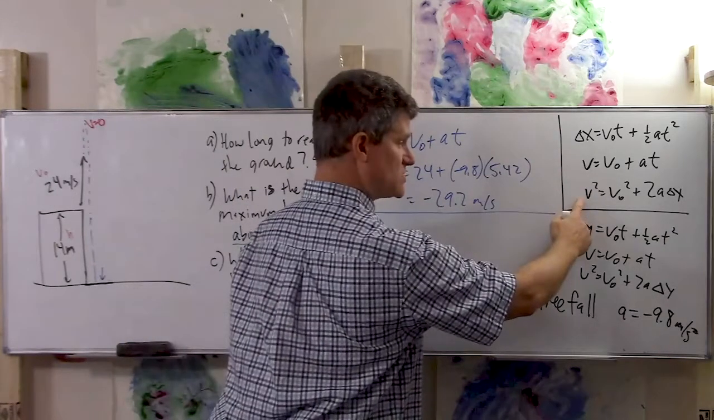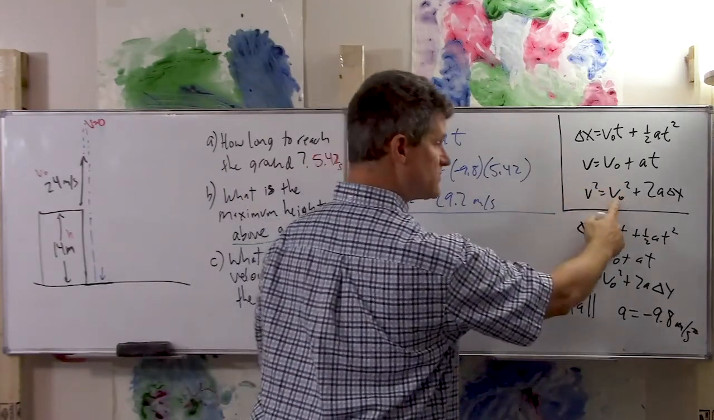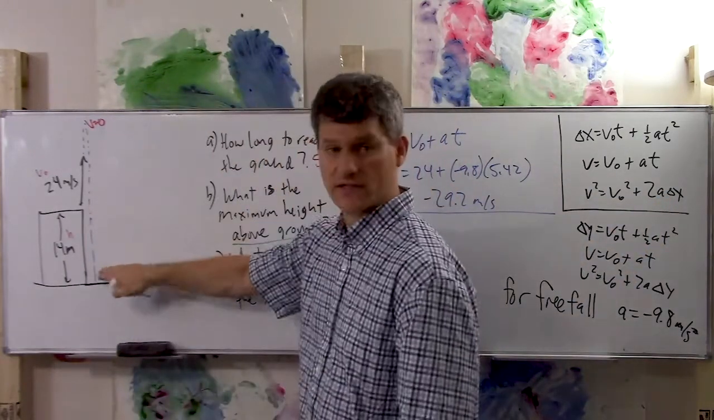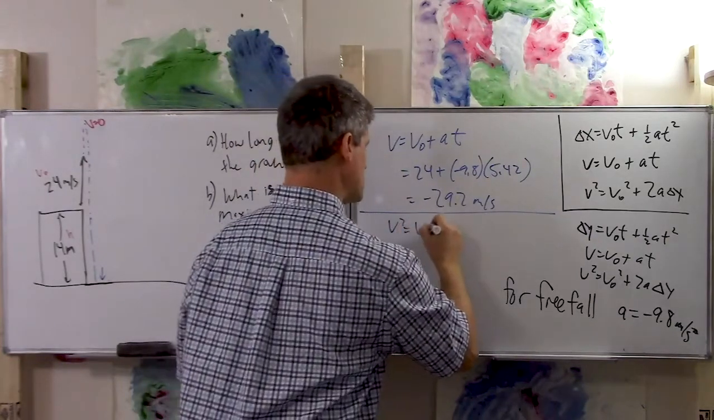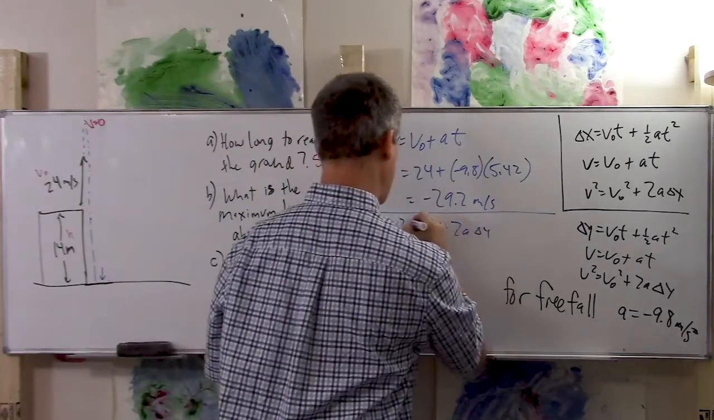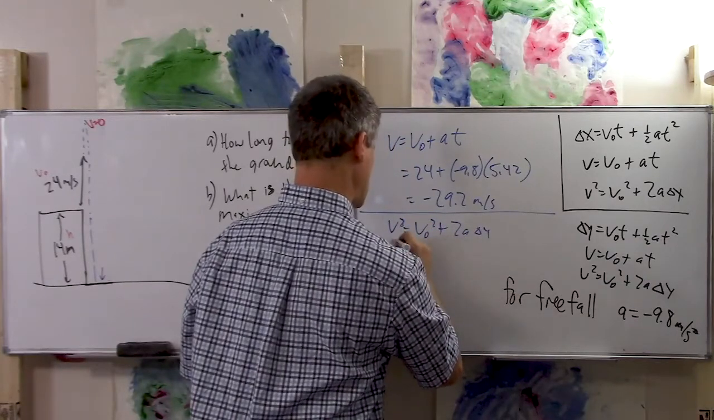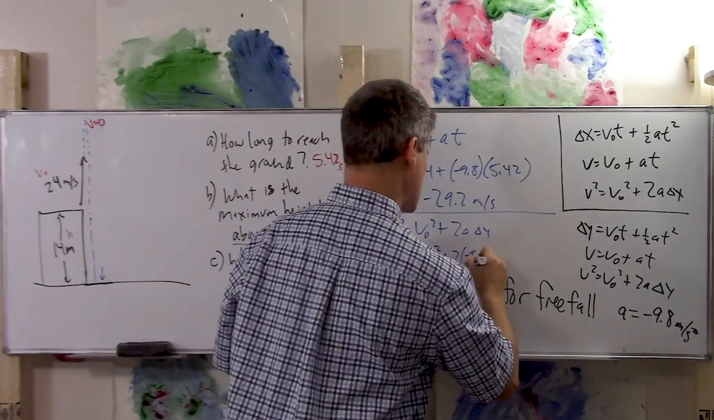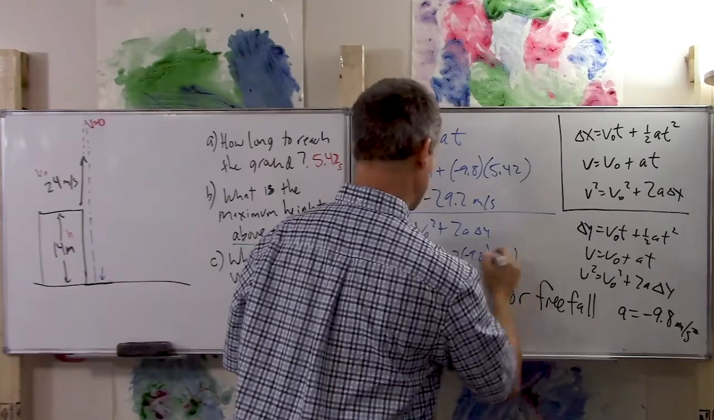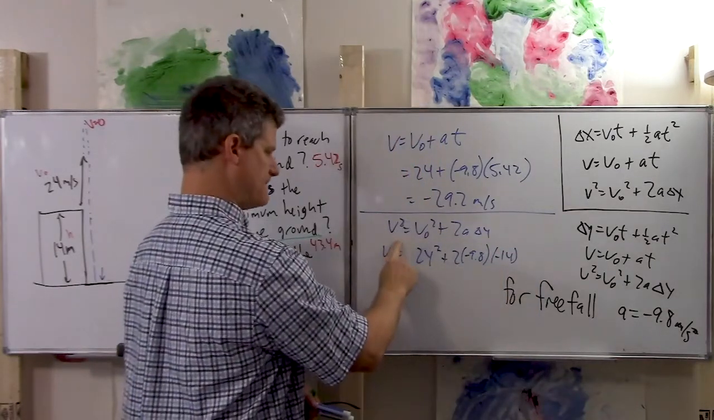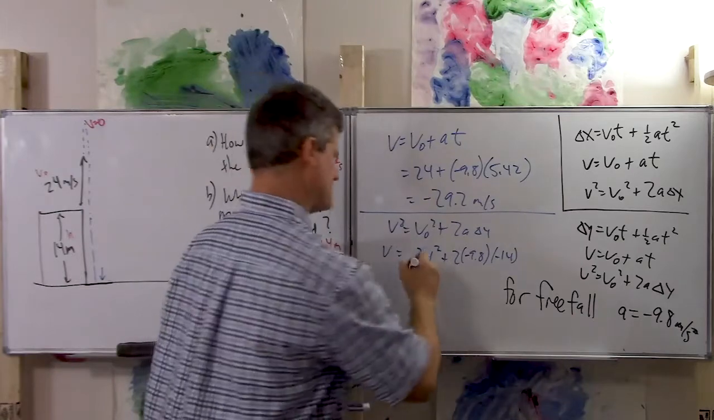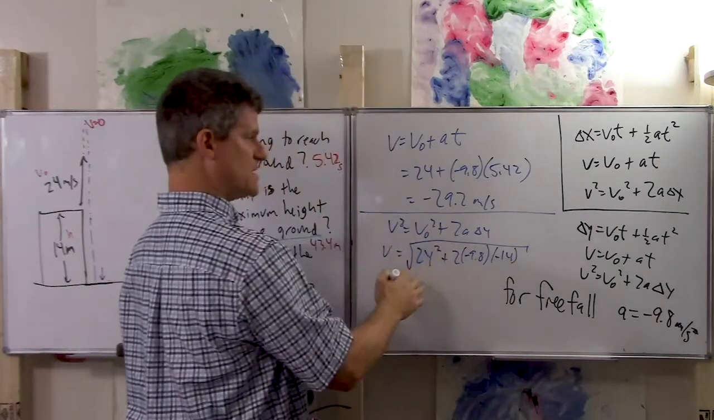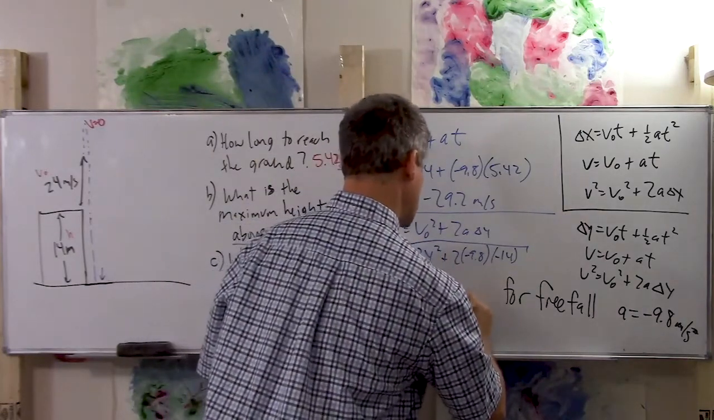We could use this equation too, because we want the final velocity, we have the initial velocity, we have the acceleration, and we have delta y, which is the displacement from the beginning to the end. So let's do that. v squared equals v0 squared plus 2a delta y. So v squared equals 24 squared plus 2 times negative 9.8 times negative 14. So v is the square root of all that. There. What do we get? If you calculate this, we get 29.2 meters per second.